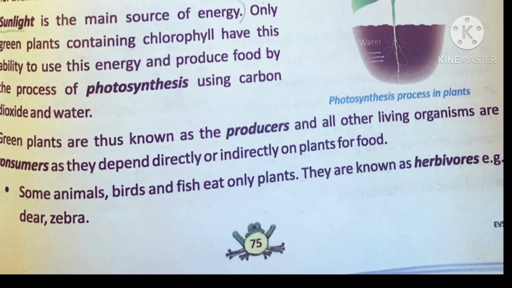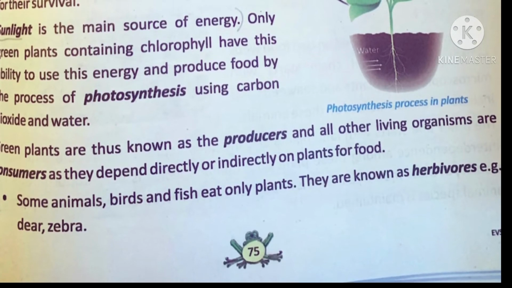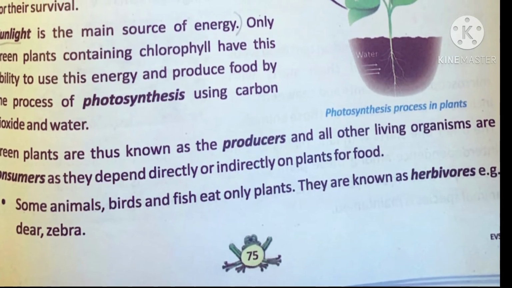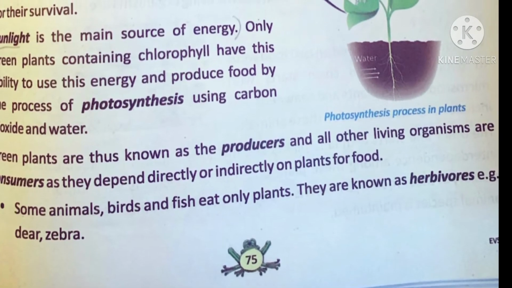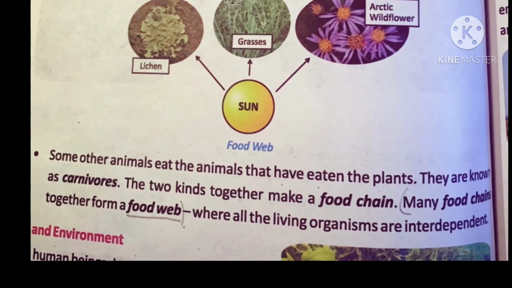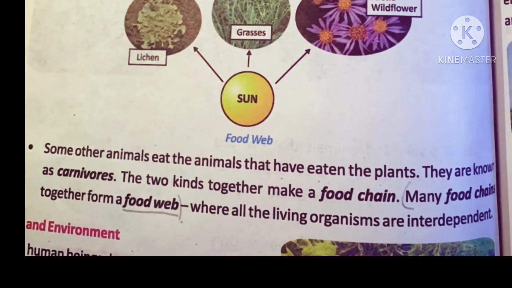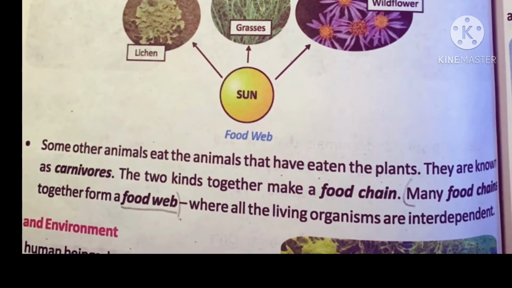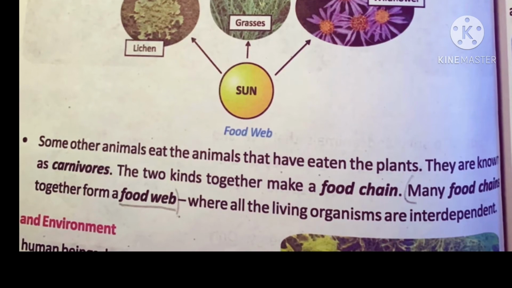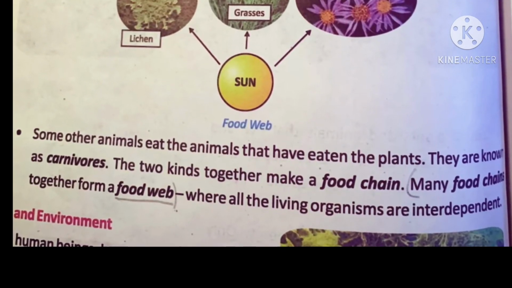Continue reading. Some animals, birds and fish eat only plants. They are known as herbivorous. Example, deer, zebra. Some other animals eat the animals that have eaten the plants. They are known as carnivorous. The two kinds together make a food chain. Many food chains together form a food web where all the living organisms are interdependent.